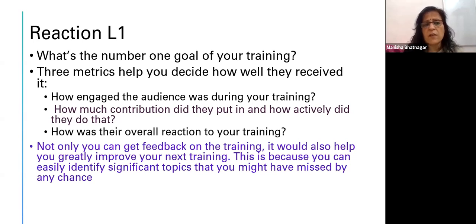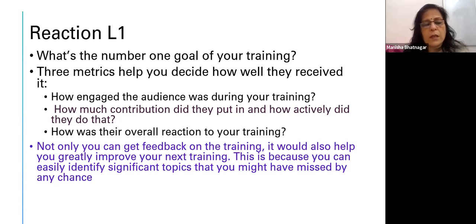So this reaction level is actually a very important level because it gives you immediate answers. It tells you immediately how you are faring. And you can definitely, based upon this, improve your next training. And it can be done even unit wise. Like if the same faculty is teaching one unit, that person can improve her or his second unit also. It is not necessary that it will be done only at the end of the training. It can be done during the training also.